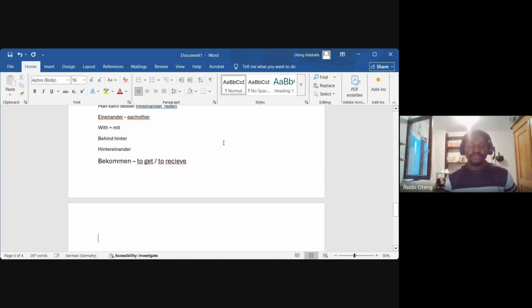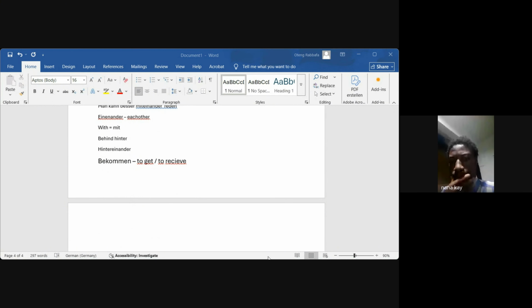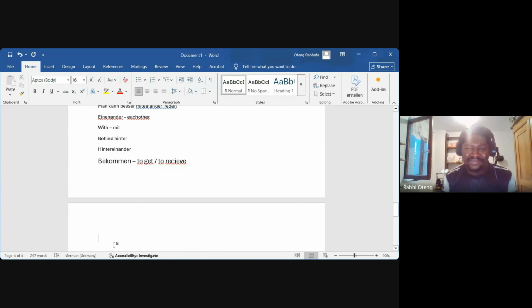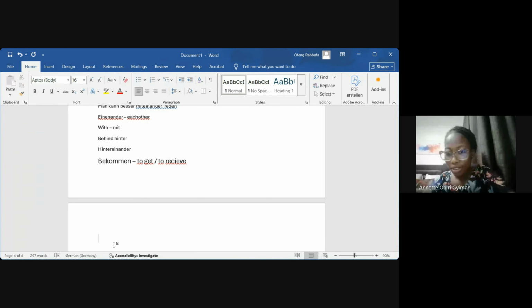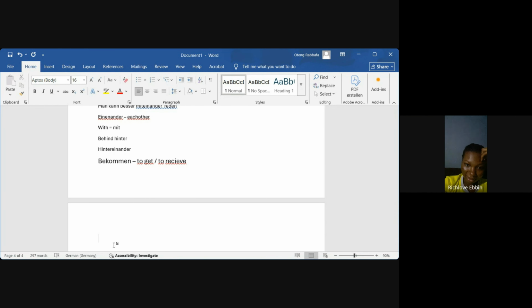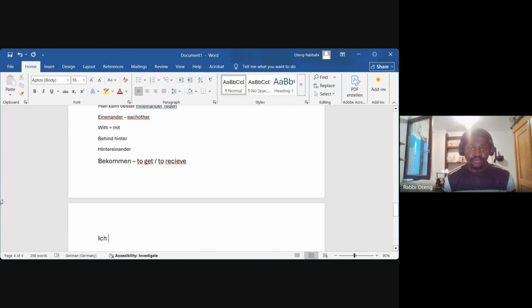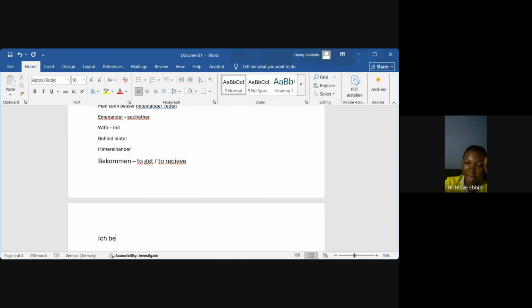Use bekommen to form a sentence. So what are you getting? Don't think too far. Maybe I'm getting money on Monday. But before that, is it a separable word? Bekommen is not separable. Okay. Ich bekomme ein Geschäft am Montag.